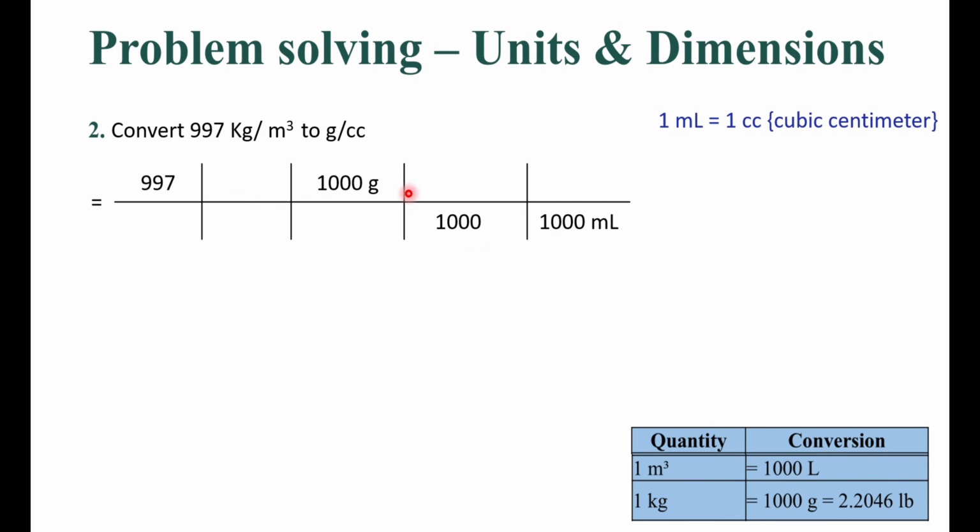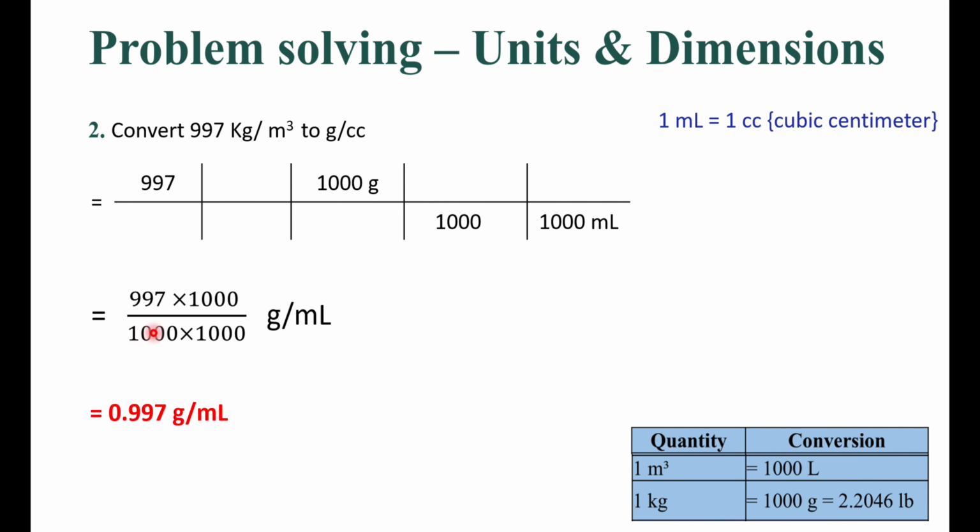Before cancelling the numerical, I want to write everything as one equation. So in the numerator I am multiplying and writing here. So 997 into 1000. Denominator has nothing, only 1000 and 1000. So 1000 into 1000. The respective unit is gram per ml because only gram and ml are left out here. When we solve this, we will get 0.997 gram per ml. As I already told you, gram per ml is equal to gram per cc. 1 cc is equal to 1 ml.